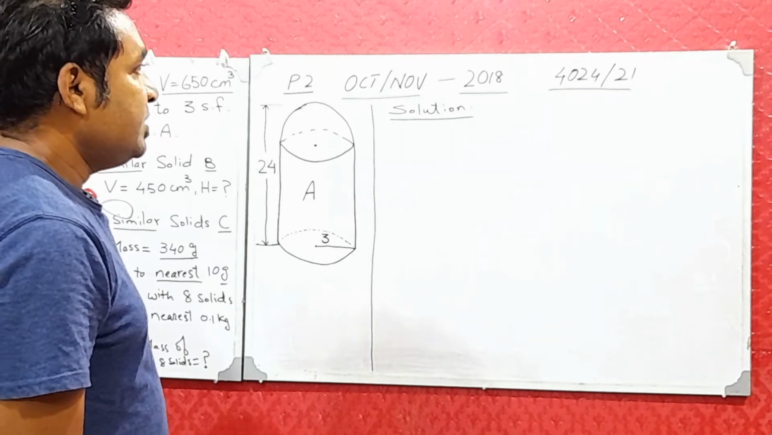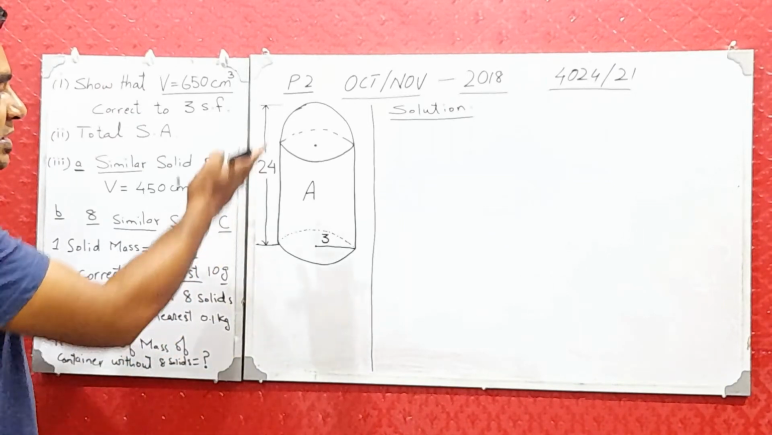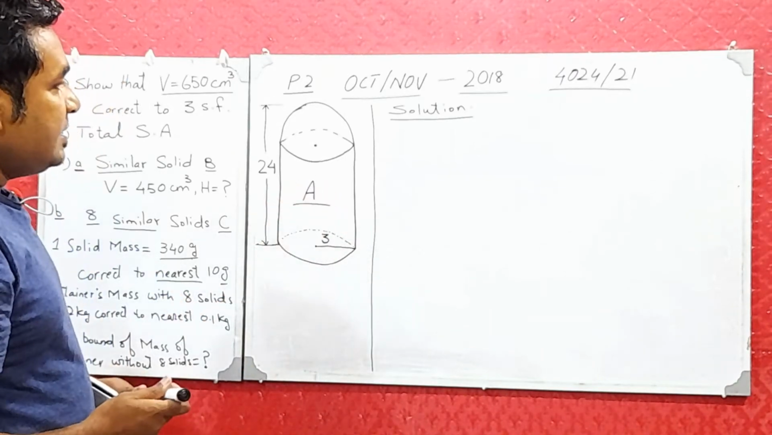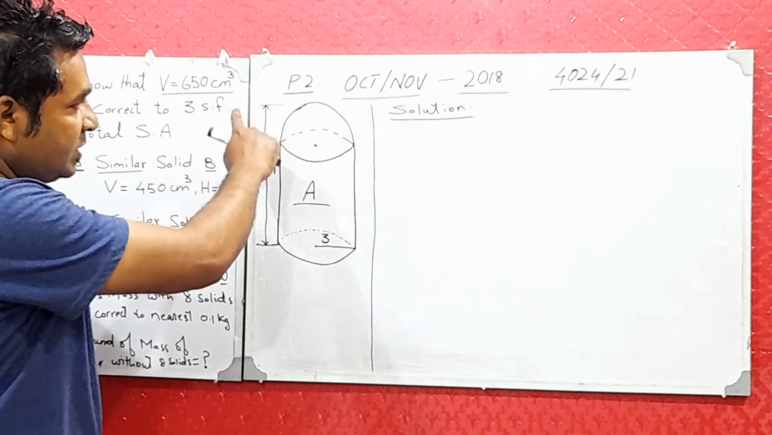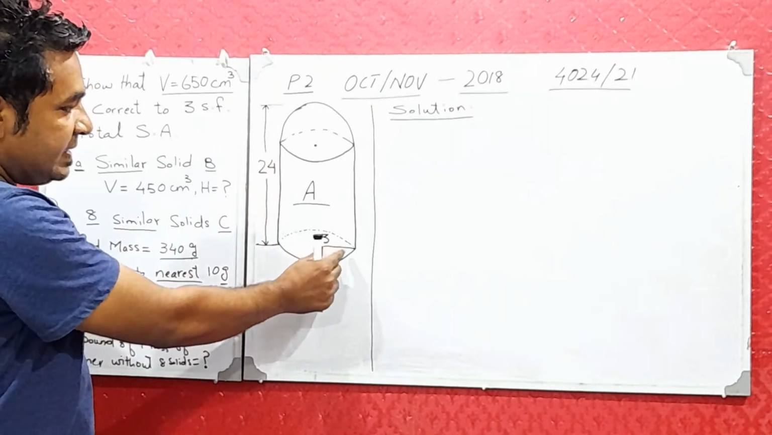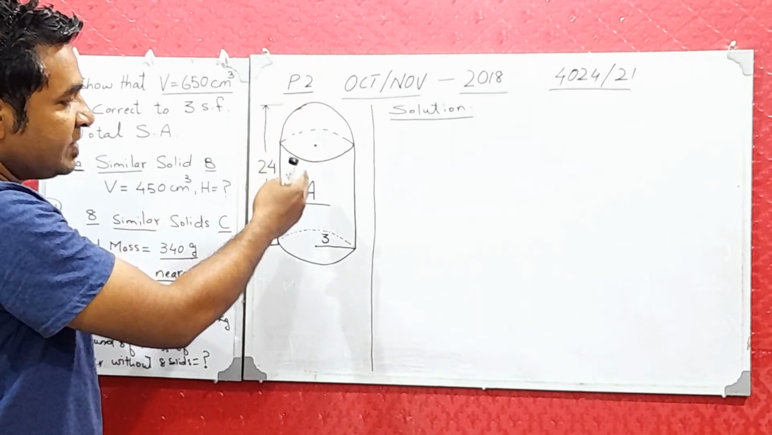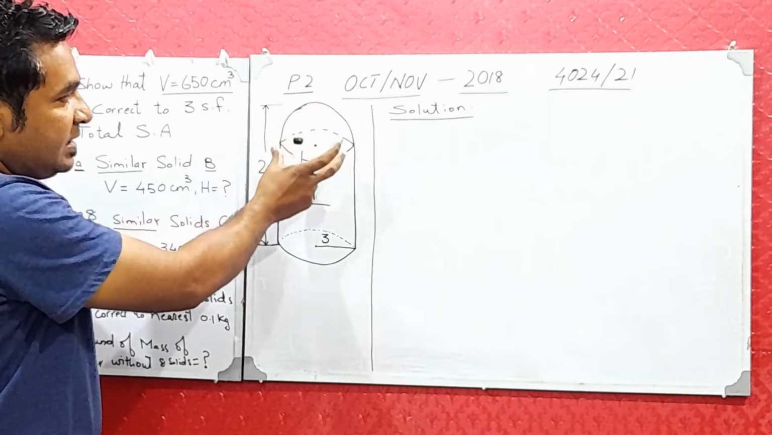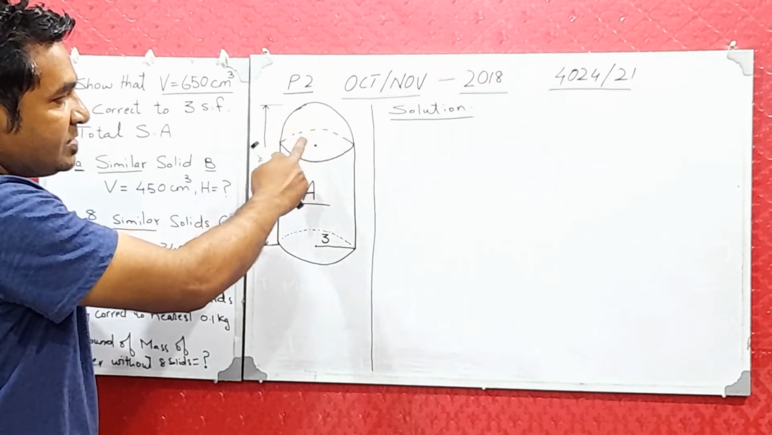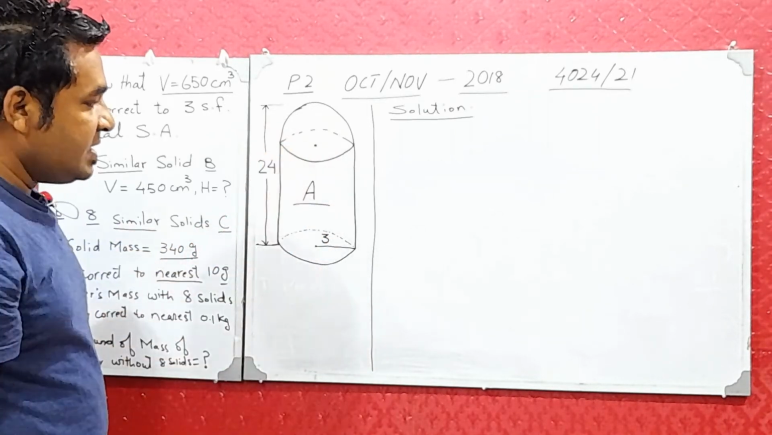and the variant is 21, the same variant. Now in this question we are given a solid, its name is A, and the height of the solid is given, the total height of the solid from its top till its bottom, that is 24, and the radius is 3 centimeter. This solid is actually composed of a cylinder and a hemisphere, and you can see that the diameters of the hemisphere and this cylinder are the same, so that's why they have the same radius.